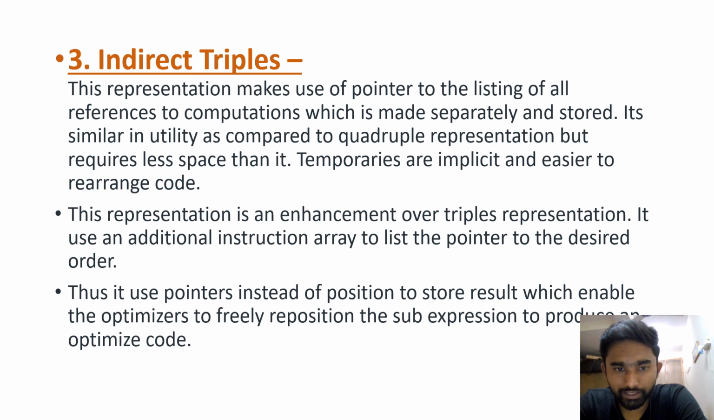But in this, we use an additional instruction array to list the pointers to this desired order. In this way, it uses pointers instead of position to store results. This enables these optimizers to freely reposition these sub-expressions to produce an optimization. So we will see the example of indirect triples.